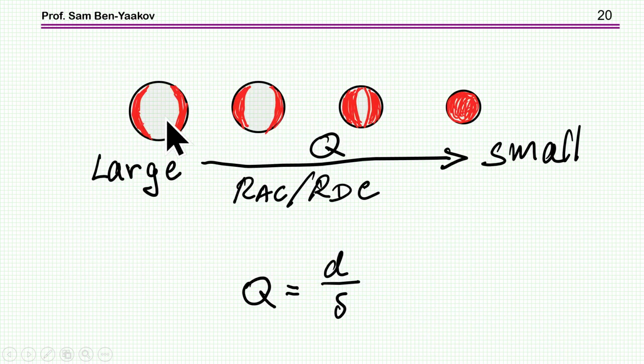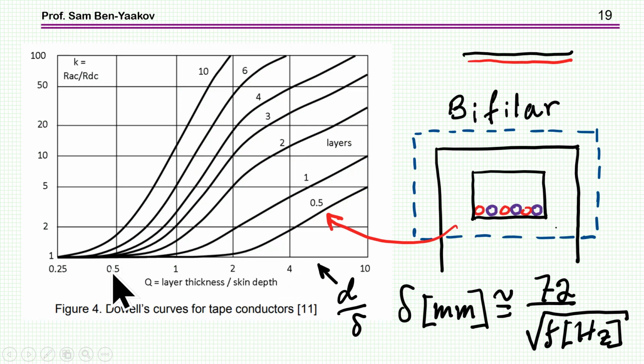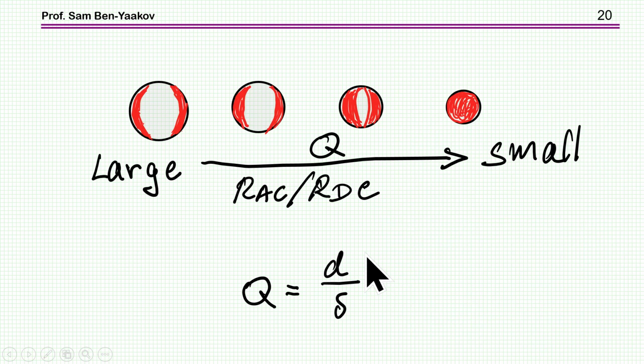So if I have a wire which is exposed to other wires in, let's say, a transformer at high frequency, I have the current being concentrated here at the two sides. Now, if I reduce the diameter of the wire, it'll look like this. If I reduce it further, it'll look like this. In this case, Q, which is D over delta, is getting smaller and smaller, so we are going this way. And RAC over RDC is also going to be smaller and smaller.